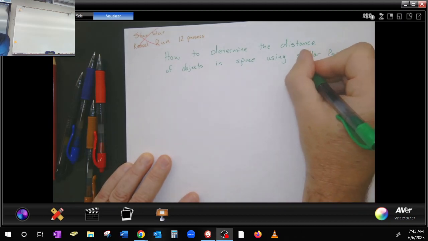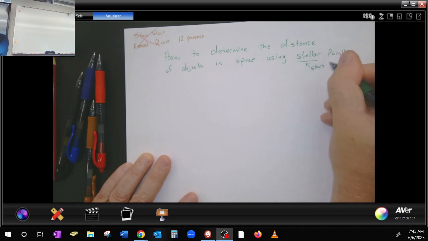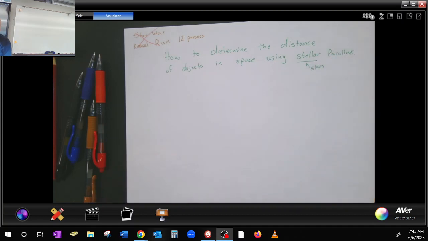By the way, the word stellar just means stars. If you see the word stellar, that means stars. Okay, so how to determine the distance of an object in space using stellar parallax.